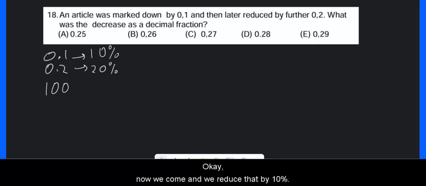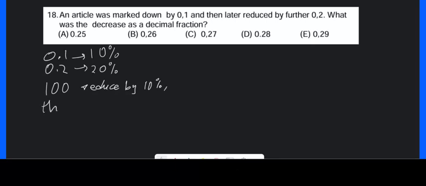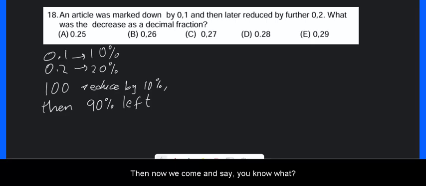It's perfect. Okay, now we come and we reduce that by 10%. After reducing that by 10%, what is left? Then 90 is left. 90% is left. Then now we come and say, you know what? From 90, we are going to reduce by 20%. Now the question is, what is 20% of 90?